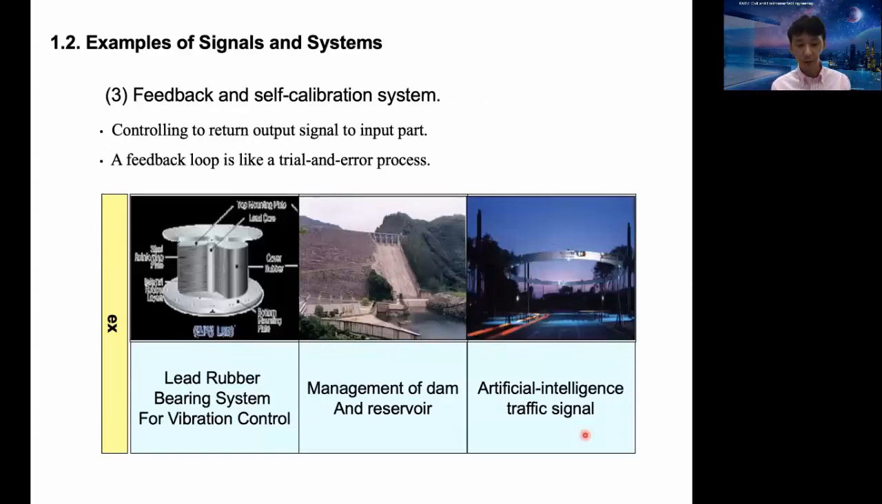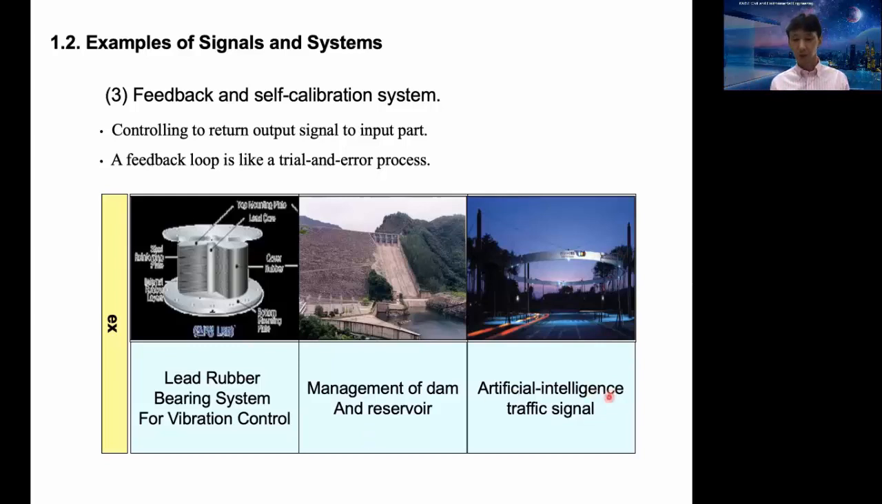Feedback and self-calibration system. This is the case when you consider and improve your system using the output signal. Here the feedback loop is like a trial and error process. For example, management of the dam and reservoir. You look at the displacement or deformation of the dam to manage the dam system, or you look at the water level to control the water gate. You can open the gate and close the gate to control the water level and manage the water reservoir system.